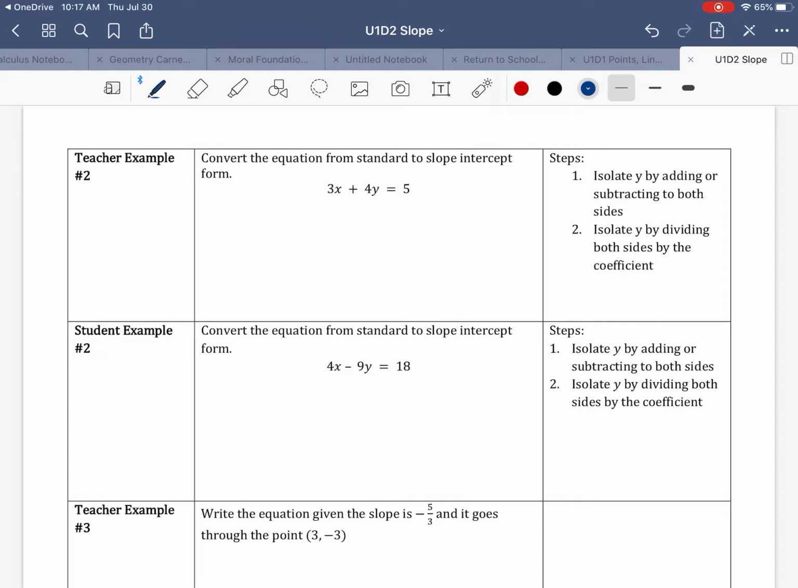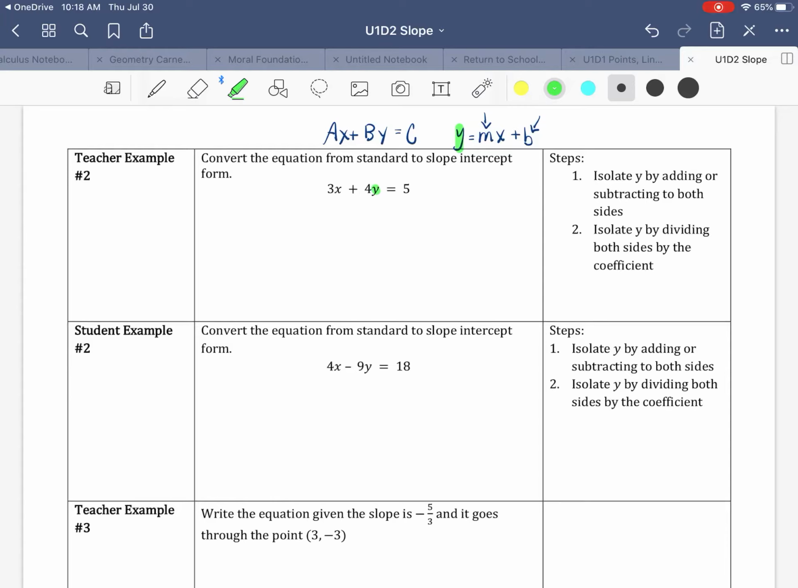So this next example asks us to convert the equation from standard to slope-intercept form. So it gives us this equation, 3x plus 4y equals 5, and it asks us to convert it into slope-intercept form. So standard form, ax plus by equals c, is what we have here in this example. And we want it to become slope-intercept form, y equals mx plus b, where m represents our slope and b represents our y-intercept. What you'll see here is that we are isolating our y.